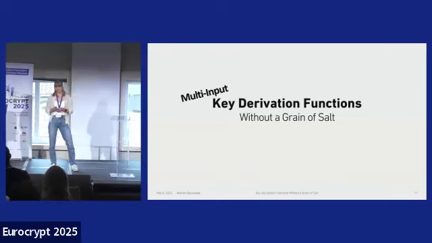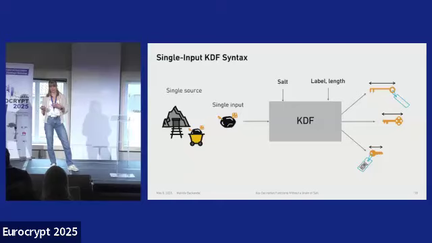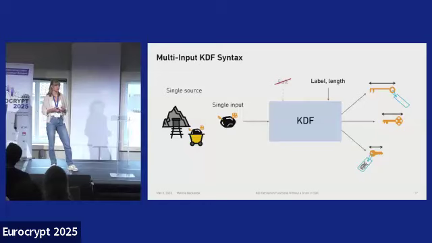but take no salts. Okay, so let's walk through our new syntax, starting with the syntax of a single input KDF. Recall that classically, a KDF takes a single source key material input from a designated source, a salt, a label, and a length. Now, as I said, the first change that we make is to drop the salt input. Our motivation here is that salts are almost never used in practice, so they don't contribute to the practical security of KDFs. Moreover, they're often misused, and this sometimes even leads to insecure constructions, as I'll show you later.